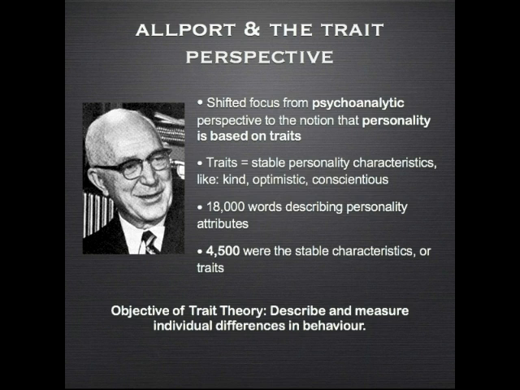So what Allport tried to figure out was, well, how many personality traits exist out there? How many words can we even use to describe people? And so he literally looked it up in a dictionary and came up with approximately 18,000 words to describe personality and the way individuals might behave. Of those 18,000, about 4,500 describe stable personality characteristics, aka traits. And the idea was that these traits make up who an individual is.